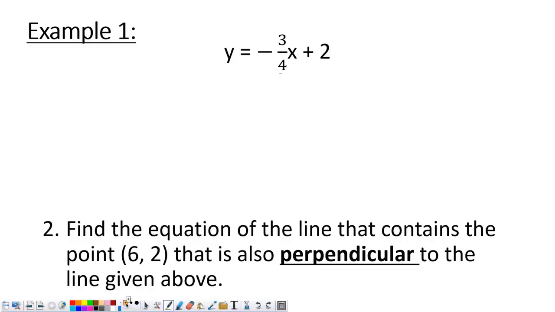So once again, I'm going to graph it, but you do not have to do that, okay? So I'm going to graph the original equation again. And this time it says, find the equation of the line that contains the point 6,2. So we're doing the same point again as last time. That is also perpendicular to the line given above. So this time, I want to find the equation of a line that does this. It goes through that point 6,2.